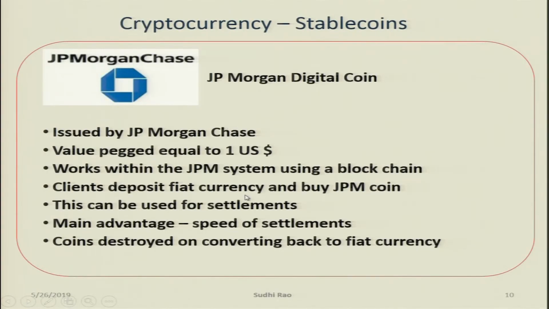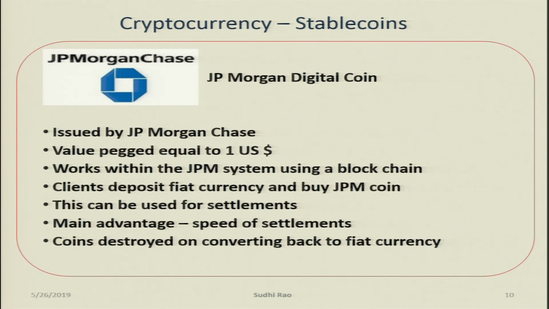They have not specified what is the smallest number they may plan to sell it for, but they have said it is for the large customers. Let us assume that we also qualify for that, and it works only within the system. Whenever we want to deal with the outside world, somebody has sent me $1,000, I want to go and buy something outside, I want to buy gold for that value, I need to convert JP Morgan coin back into dollars and then buy whatever item I want to buy here. So, clients in this system deposit regular currency, dollars, rupees, whatever they want to accept, and buy the JP Morgan coin. This can be used for all settlements within the JP Morgan system.